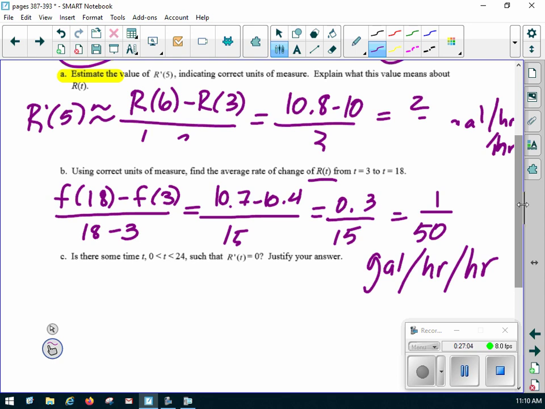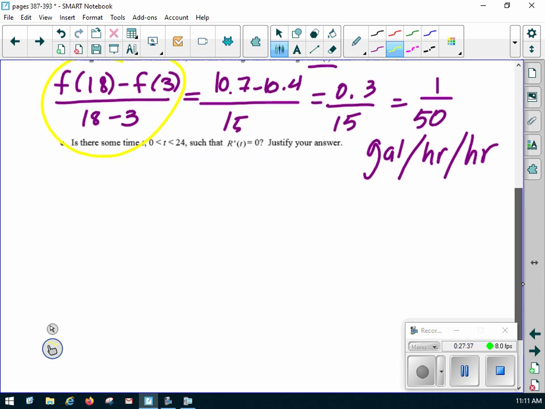Now, yesterday I had some students asking me, wait a minute, why did you do the same thing here and here, but on the second one I was finding an average rate of change, and on the first one I wasn't finding an average rate of change? Because on the first one I'm estimating a derivative. And that's how you estimate a derivative when all you're given is a table. So the first one is an estimate, okay?